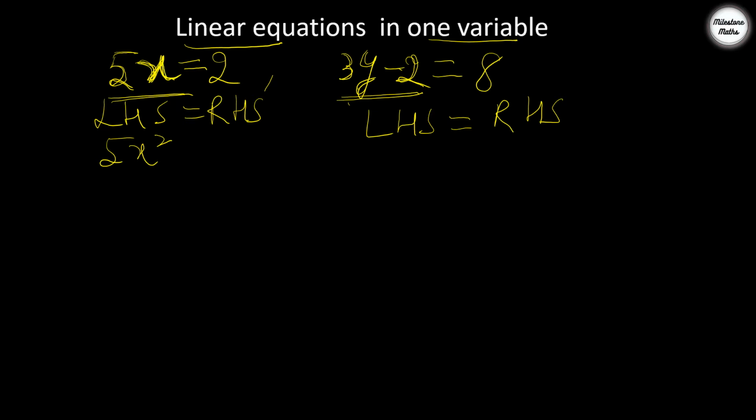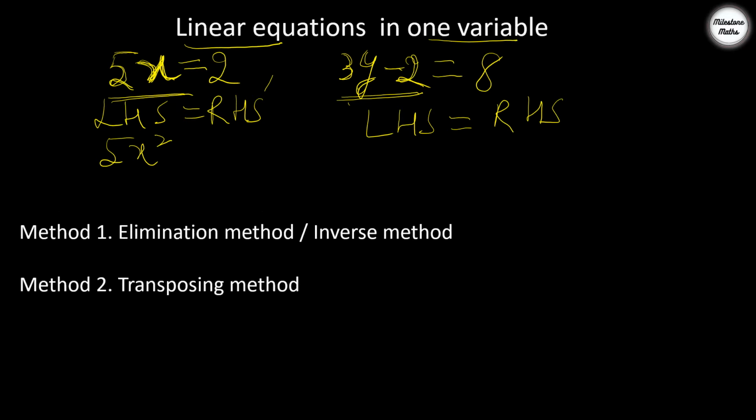If we have more than one variable, like 5x plus y equals 2, then x and y are the two variables. So we are learning about the linear equation in one variable. Now to solve these linear equations, we have two methods: the elimination method, or we can say the inverse method, and the other method is the transposing method. So let us start these two methods.